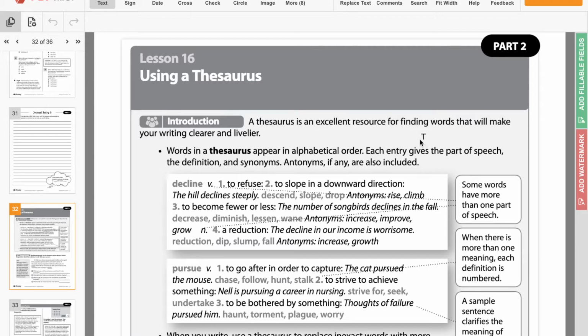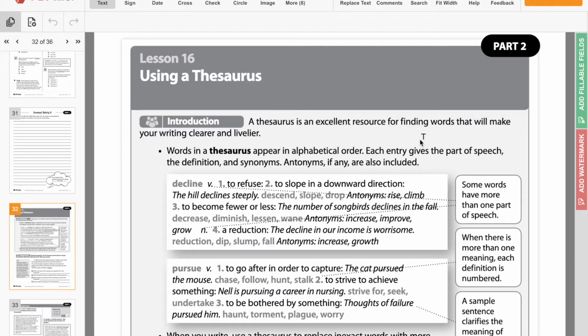So a thesaurus is an excellent resource for finding words that will make your writing clearer and livelier. Now what that means is it just enhances your writing, makes it a little bit more interesting because you're using a different variation of words. So words in a thesaurus, just like in a dictionary, appear in alphabetical order, which means that it's like A, B, C, D order. Each entry gives the part of speech, the definition, and then synonyms are always included.